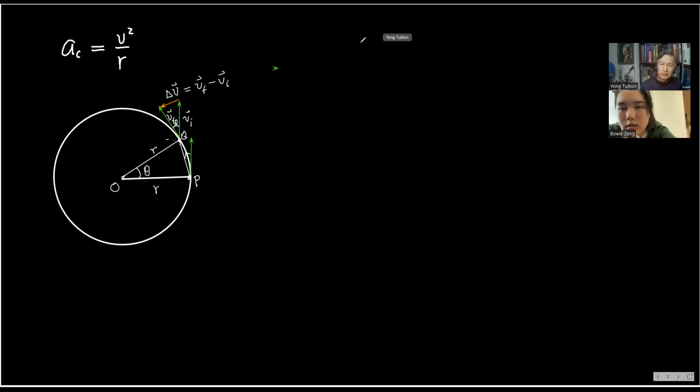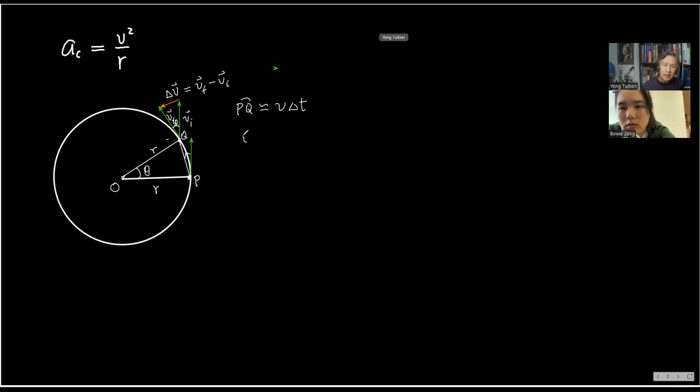So this distance is proportional to the velocity multiplied by the time. So PQ is approximately equal to V times delta t. Do you agree?